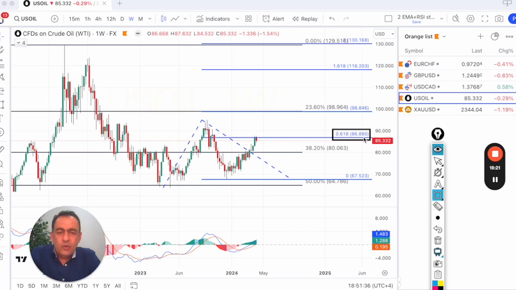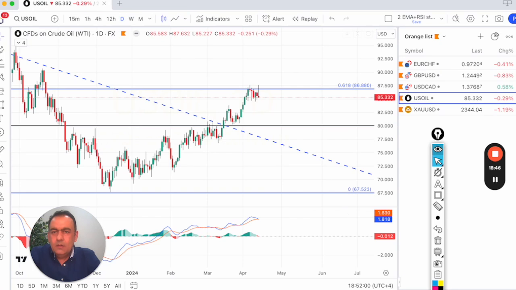So 86.88 is done. Now if it continues, which is most likely as per the technical setup on the charts, the next target is 98.96, or we can say we would be again running back towards the $100 mark in crude oil. Now let's see what's happening on the lower time frame.